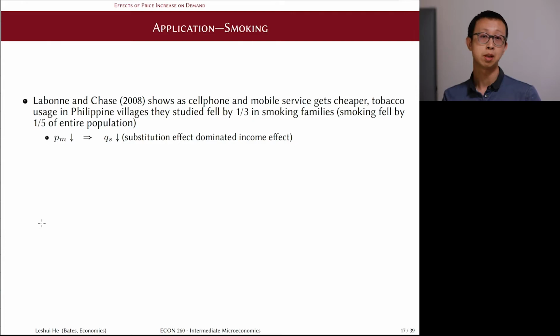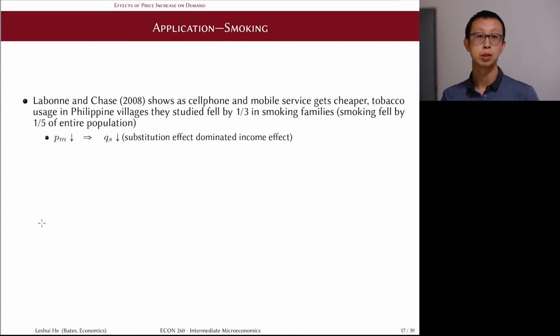Meanwhile, there is an income effect. As the price for mobile services decreases, the consumer's budget now has a higher purchasing power. It is as if the consumer is getting richer, and the budget constraint shifts out. As a result, if both goods are normal goods, then the consumption of both mobile services and cigarettes will increase.